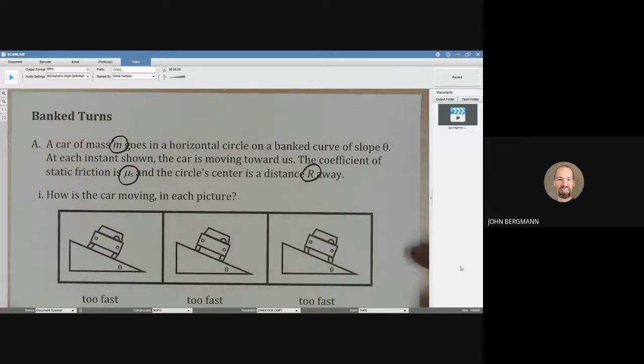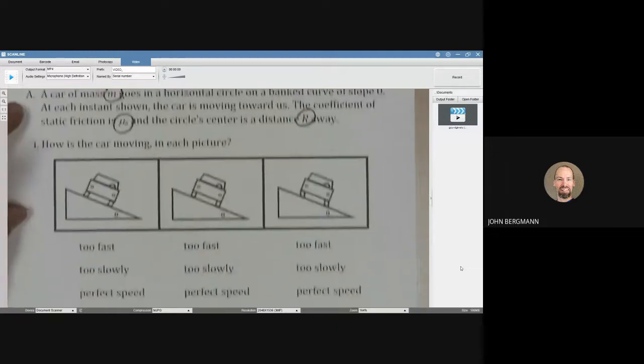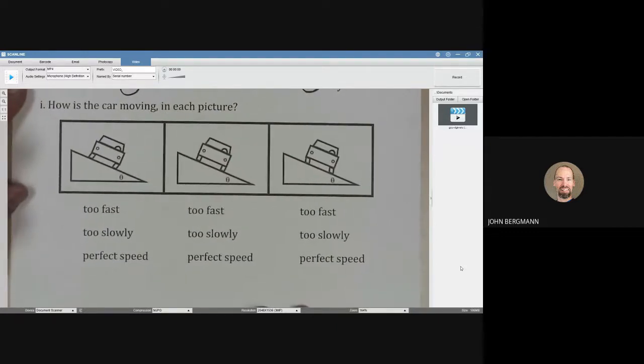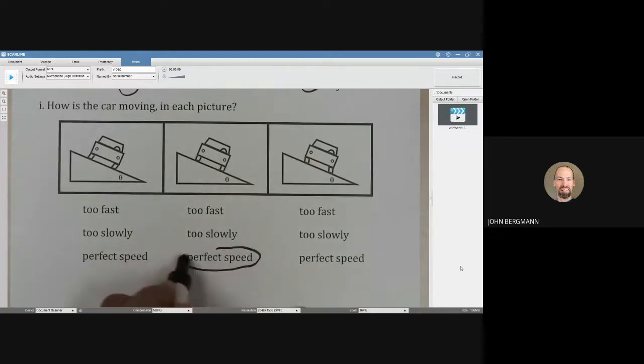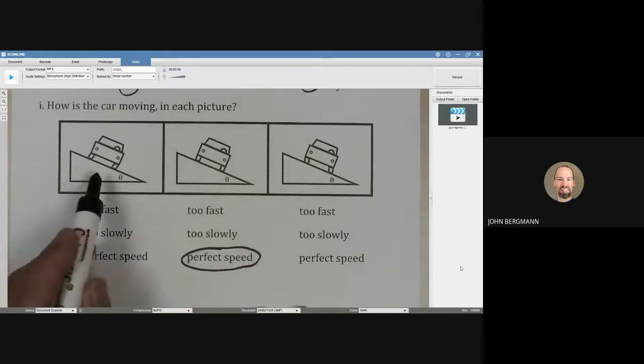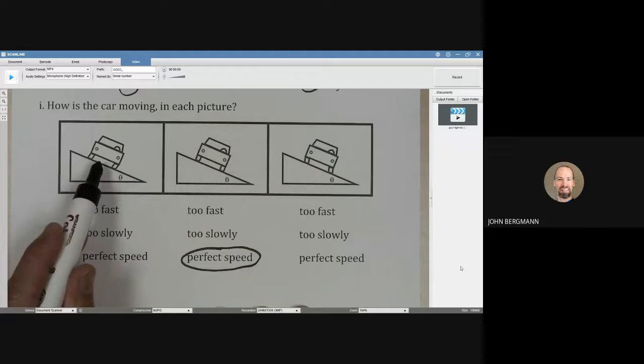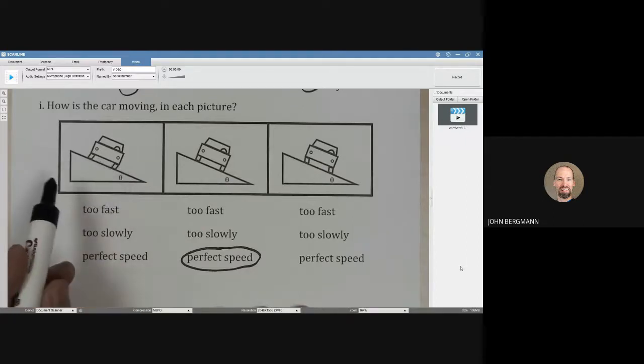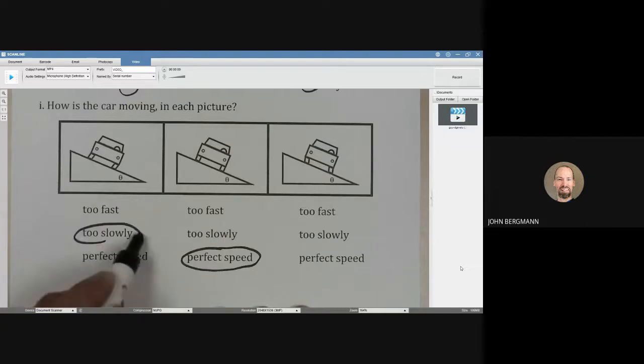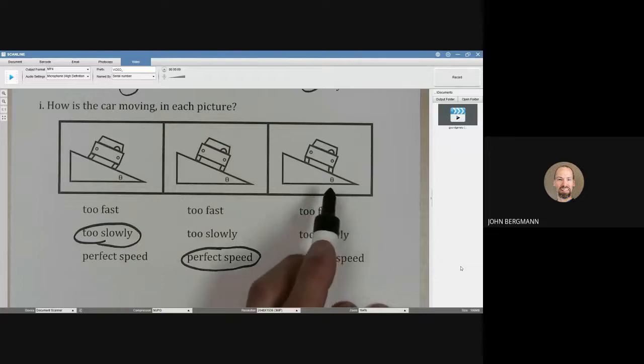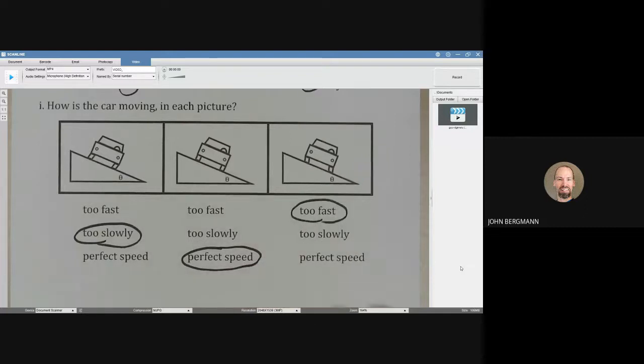Somewhere over here off the right side of the screen, that's where the center of the circle is, based on the way this thing is a banked curve. How is the car moving in each picture? This one in the middle is moving at the perfect speed. You can tell by the tires. This one, it's coming towards us, and it looks like the car is tending to slide down the ramp, which means it's going too slowly. And on the right side here, it looks like the car is trying to jump off the ramp. See, it's trying to skid off the ramp. I think we're going too fast.